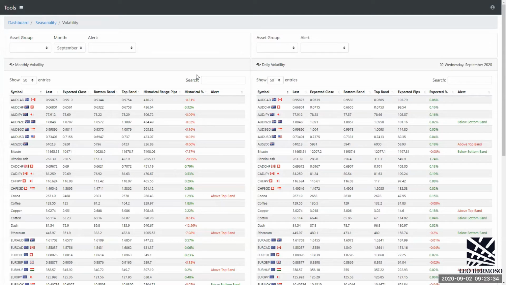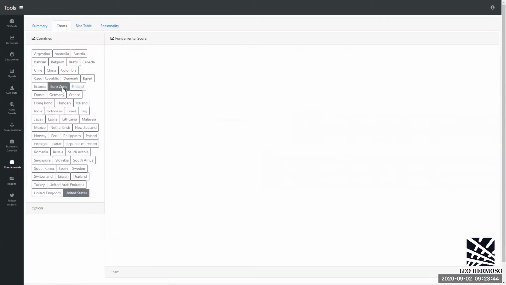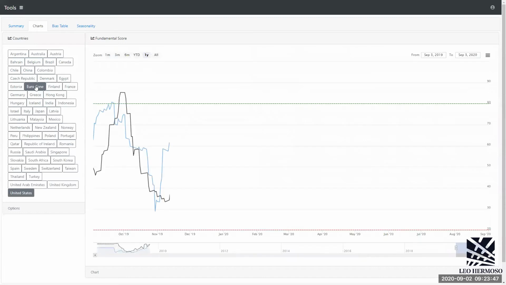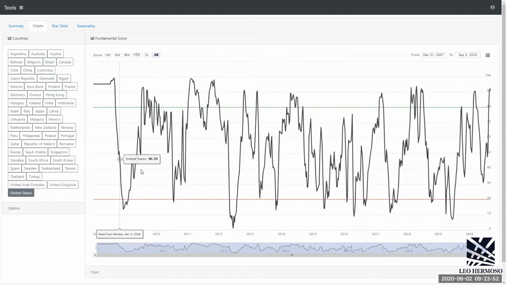We all know that the markets, that the economy, is cyclical. Just to make my point super clear, if we look at our fundamental score here for the United States, since 2008, we can see that yes, the economy is cyclical. One time the United States is not doing good, then it's doing super good. That's the idea.